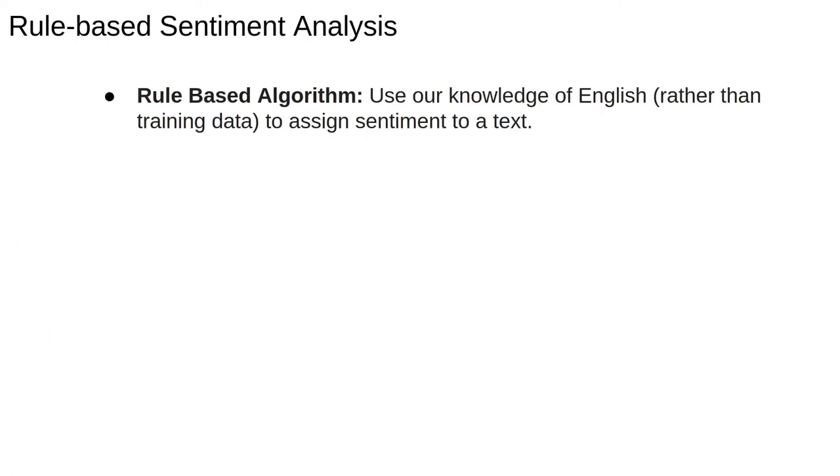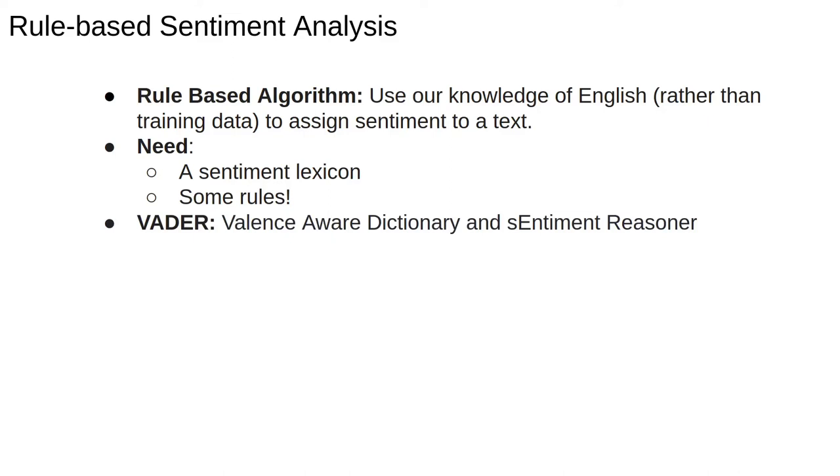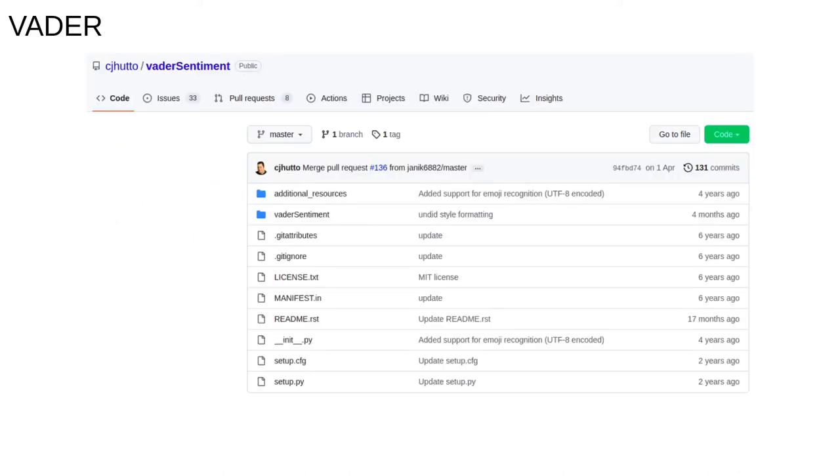An alternative to machine learning is to use a rule-based approach. This is similar in spirit to how the stemming algorithms worked. We basically know enough about English that we can apply some rules of thumb to figure out if a sentence is positive or negative. We need two things for this, a sentiment lexicon and some rules for interpreting sentences. We'll look at the extremely popular VADER algorithm for rule-based sentiment analysis. The algorithm is public and implemented in Python, so we'll look at the actual code.